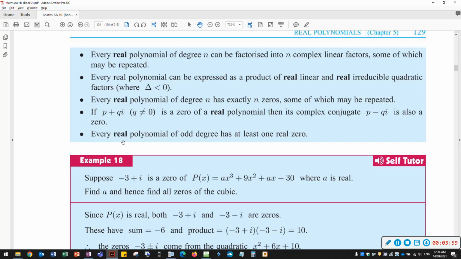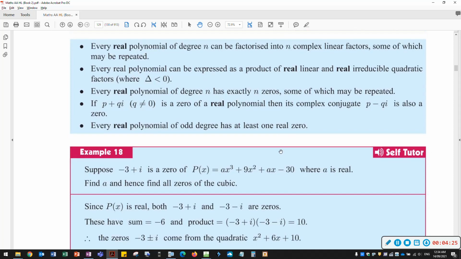What's also important to note is that every real polynomial of odd degree will have at least one real 0. Okay, so that means cubic equations always have to have one real solution. The other two could be real, or they could be both complex. And complex conjugates, by the way. You can't have the other two, one imaginary and one real. It doesn't work like that.